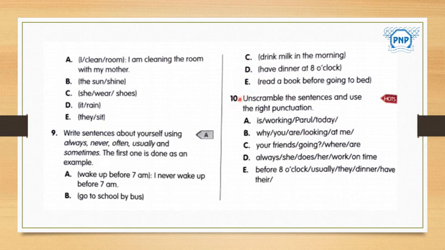Next one, which is the 10th one. Unscramble the sentences and use the right punctuation. You have to just unscramble. You have to make one perfect sentence by using all these words. Is working Parul today. Parul is working today. Like that, the correct sentence is. So in a similar manner, you have to complete B, C, D, E. Yes. If you have not understood anything, please call me or send me a WhatsApp message.